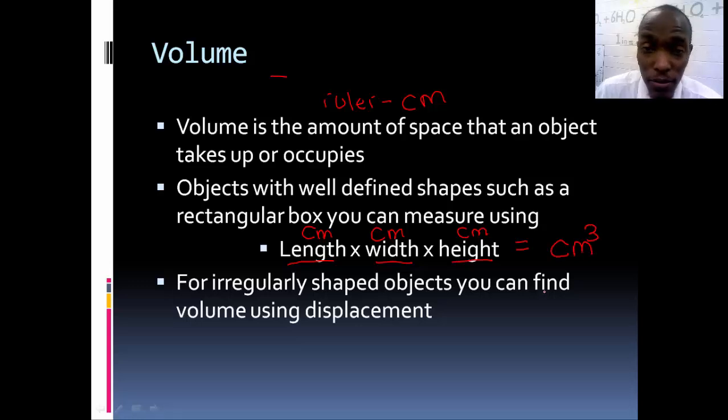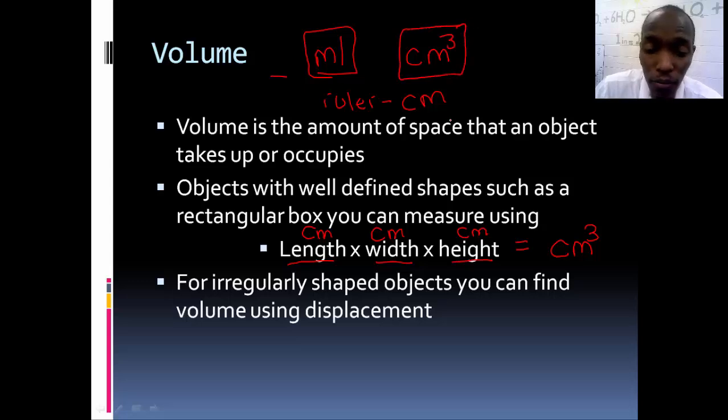cubic centimeters. All right, but also with a liquid, we know that sometimes we use volume and we measure in milliliters. So volume has two units. It can be milliliters for liquids or cubic centimeters for solid objects. All right. Now these are for well-defined shapes.